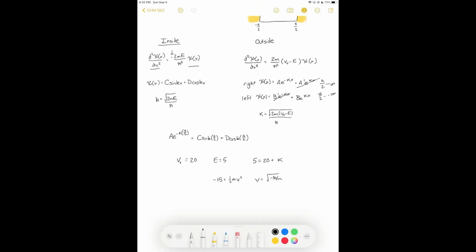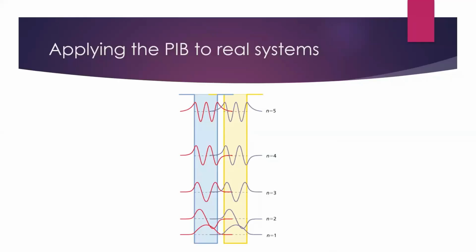We can see this leaking has a larger chance of leaking at higher energy levels. So electrons at n equals 1 are mostly confined within the box. And as we go to n equals 5, we see larger leakage from the box. And in this case, what we can see is there's even leakage into an adjacent box. So this explains why core electrons would be less reactive than valence electrons.